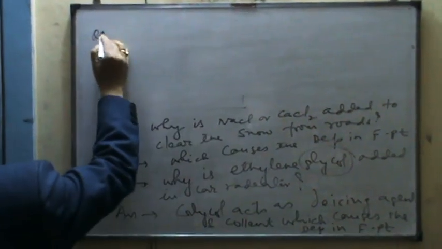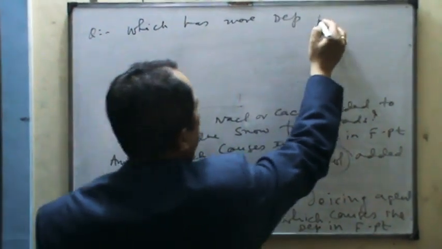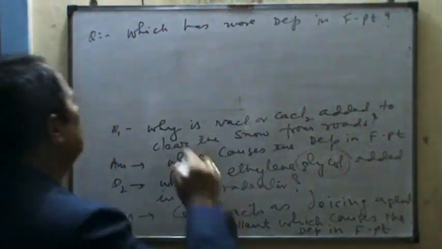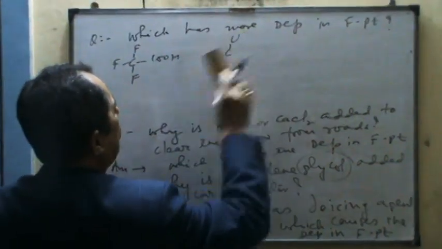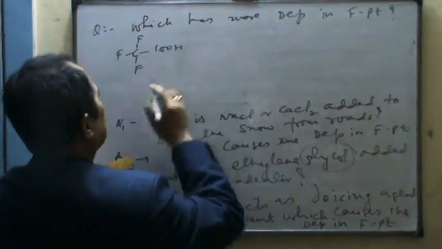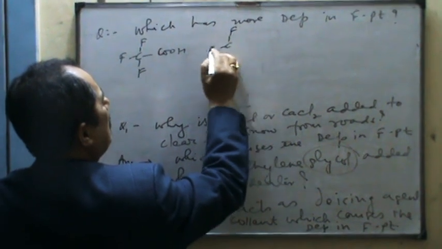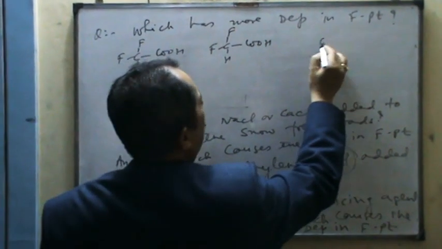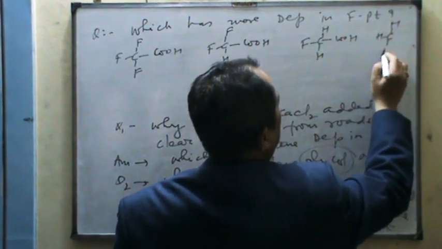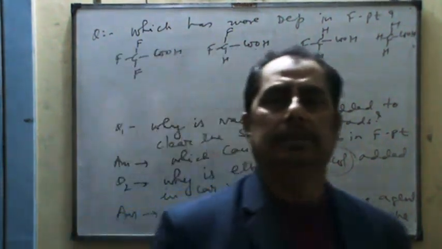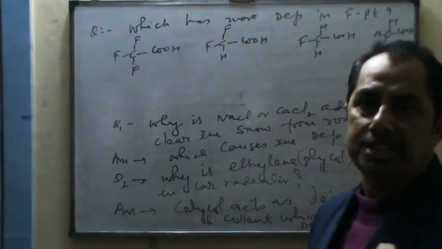So see, the question is which has more depression in freezing point: trifluoroacetic acid, difluoroacetic acid, monofluoroacetic acid, and finally acetic acid. Anybody can solve this question? What is your answer? Trifluoroacetic acid, difluoroacetic acid, fluoroacetic acid, or acetic acid?